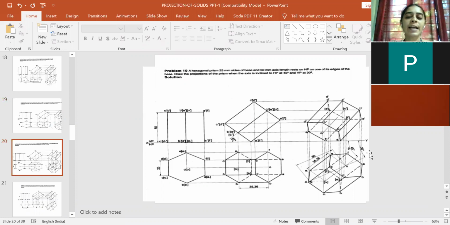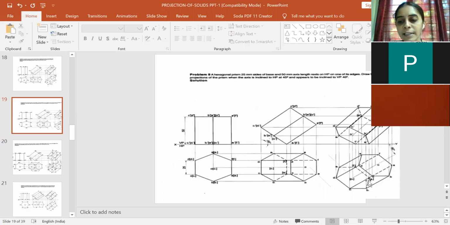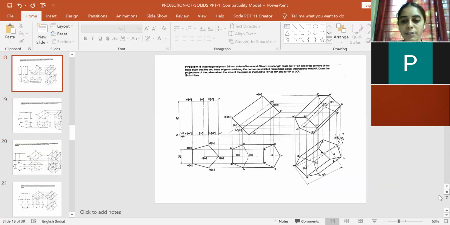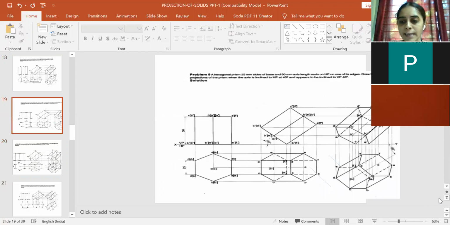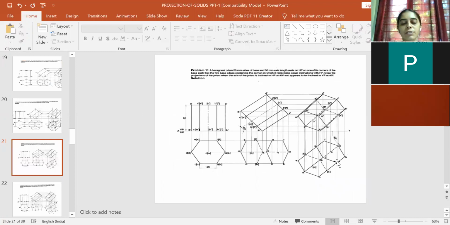If they tell the axis is inclined to one of the sides in which it was resting, then it is not a beta angle problem because the true length of the side in the first stage and the second stage remains the same. So we will directly just incline the given side to the inclination. Okay, so no apparent angle will be given. So this is how it has to be solved when the given axis is inclined.